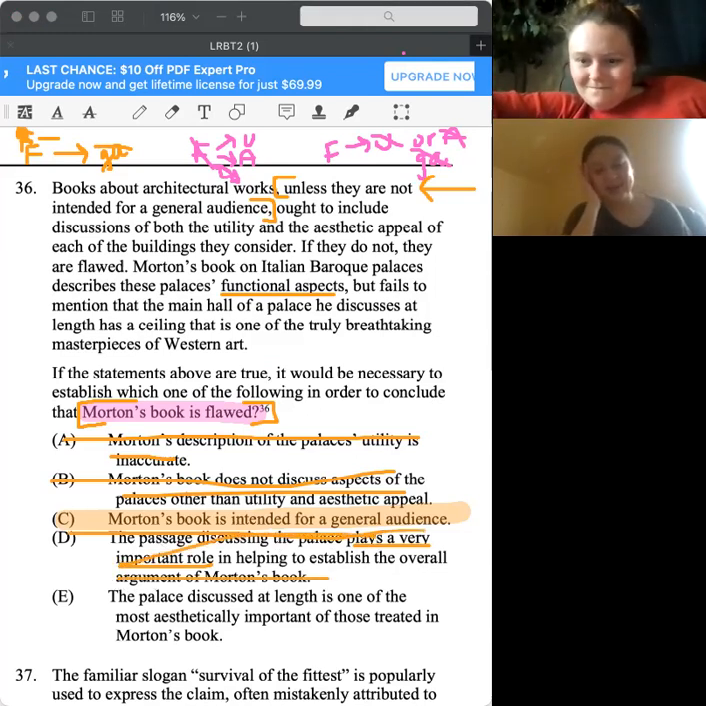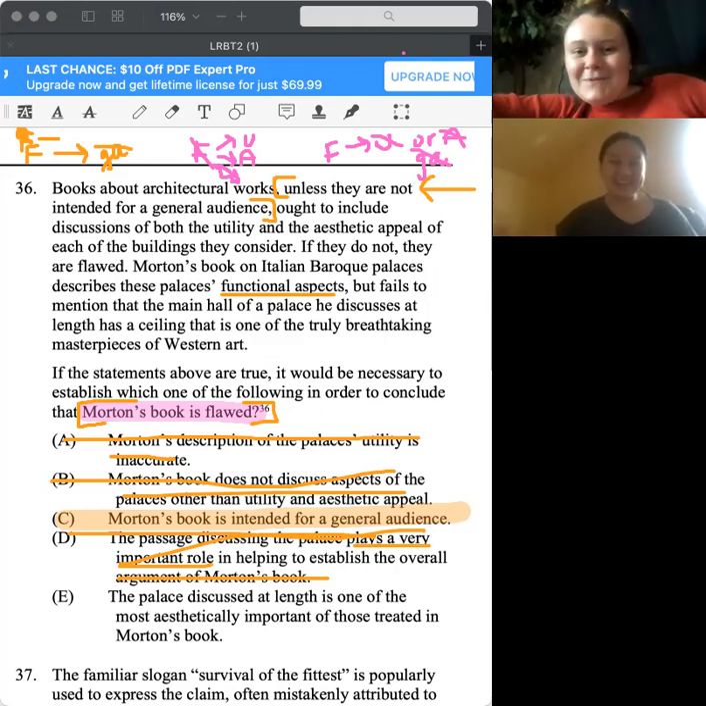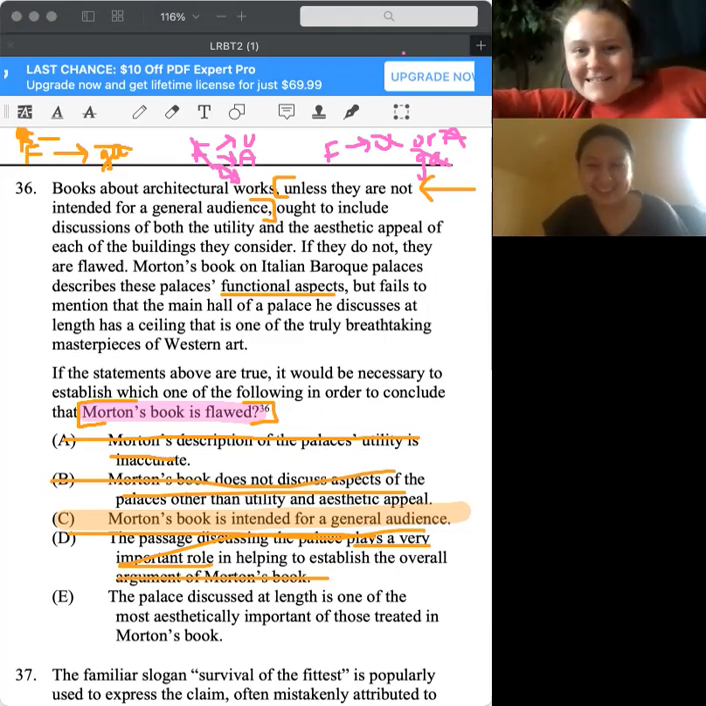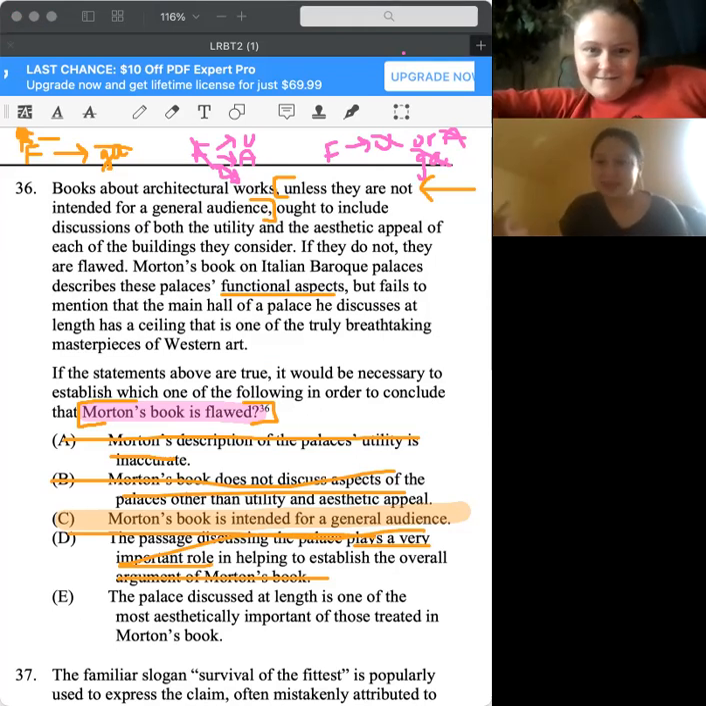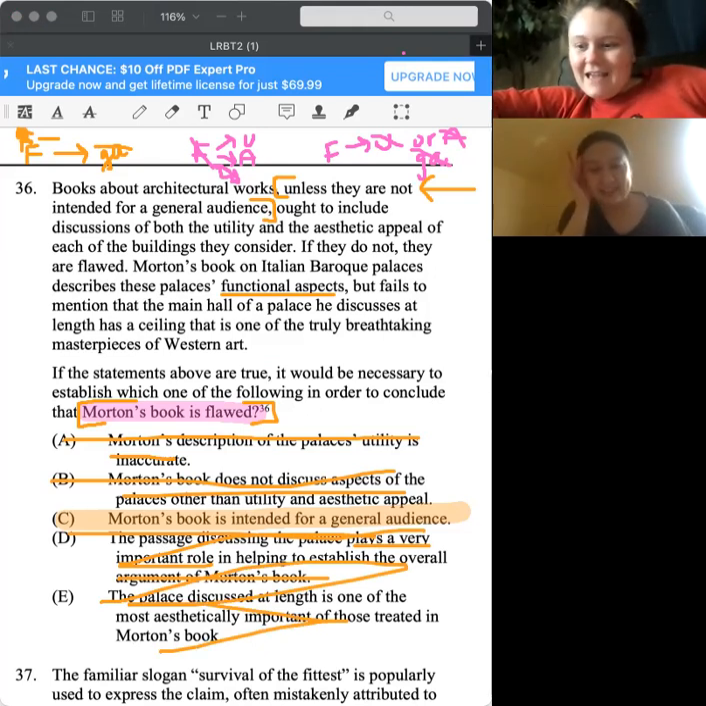Okay, and then E, the palace discussed at length is one of the most aesthetically important of those treated in Morton's book. Well, that's great. You can still mention it, but what if it's most aesthetically pleasing? Does it matter? What if it's not one of the most aesthetically important? Then who cares? Exactly. It could still be correct. It could still be true. It doesn't mean that it's going to guarantee the flaw's existence, right? Excellent.